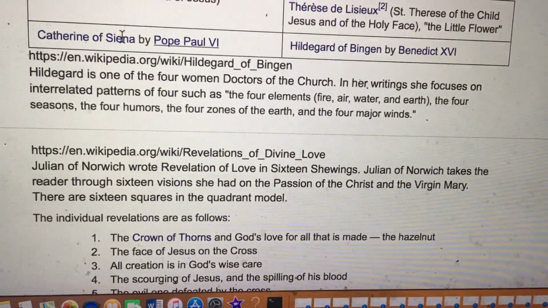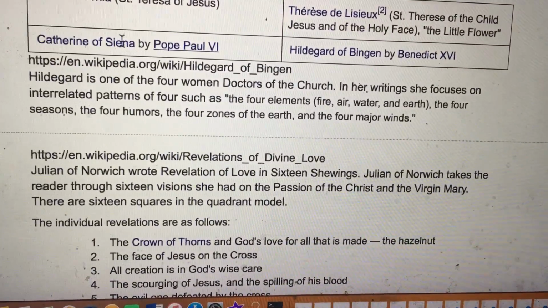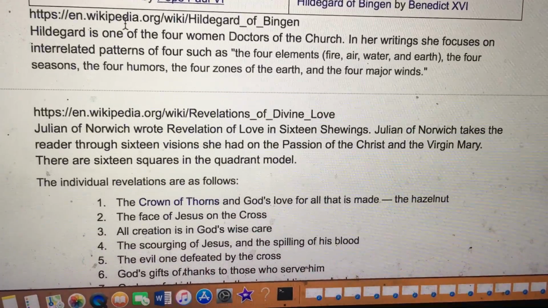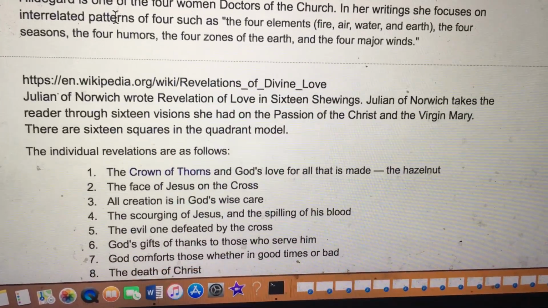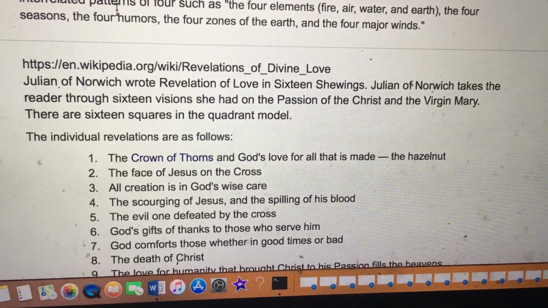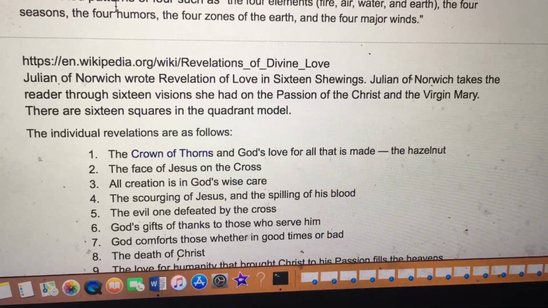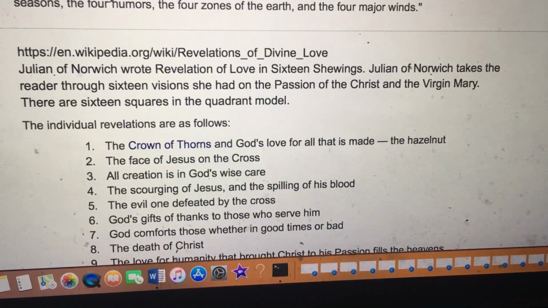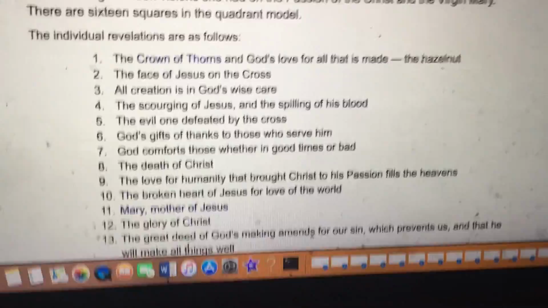This is lecture 38 of Quadrant Christianity. Hildegard is one of the 4 women doctors of the church. Julian of Norwich wrote Revelation of Love in 16 showings. Julian of Norwich takes the reader through 16 visions she had on the Passion of the Christ and the Virgin Mary. There are 16 squares in the quadrant model.